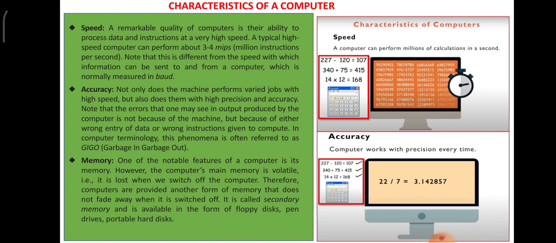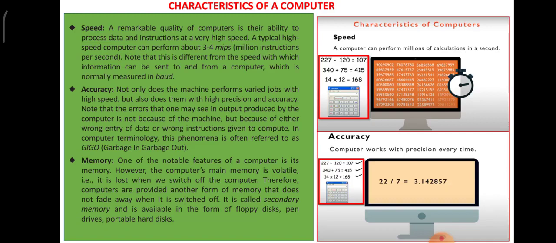22 divided by 7. See, 3.142857. If you calculate it manually, you may make some mistake, but the accuracy part of it is very accurate. Even if you want many decimal places, for example, a 10 digit decimal, that also is calculated by the machine with accuracy. So in the accuracy part, the computer is much more reliable than a human being.